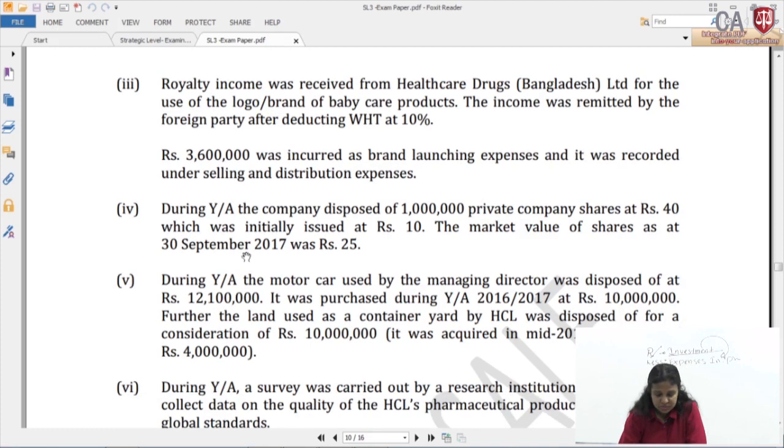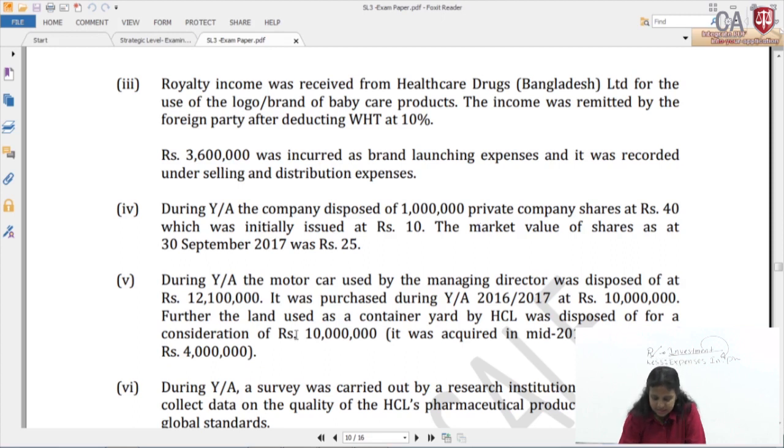It's 1 million shares sold at 40, which were initially issued at 10. The market value of the shares as at 30th September 2017 was rupees 25. Do we need the issue cost of rupees 10? No, it's not needed. Why? The examiner has very clearly given the value of shares as at 30th September 2017 as rupees 25. Then consideration 40, cost of the asset as per transitional provision 25, the gain per share 15. For 1 million shares, if I take it as 1000, it's a 15,000 gain which is subject to 10% capital gain tax.